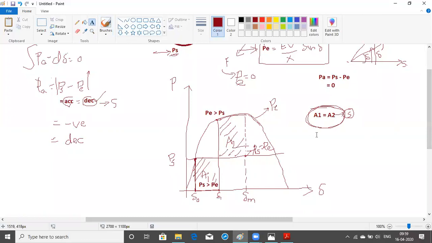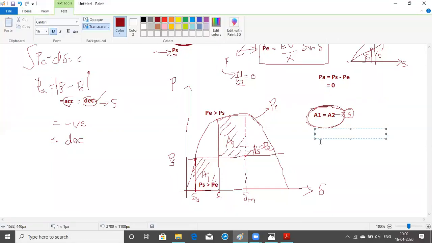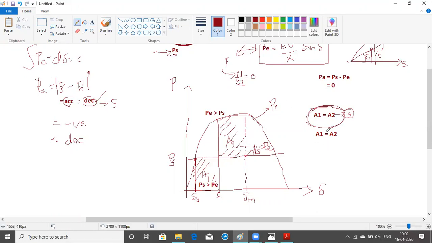If A1 is not equal to A2, then what happens? If A1 is not equal to A2, we are going to call the system an unstable operation.